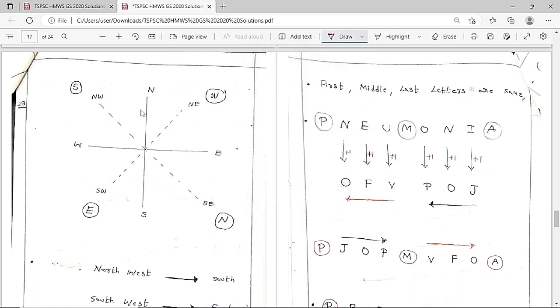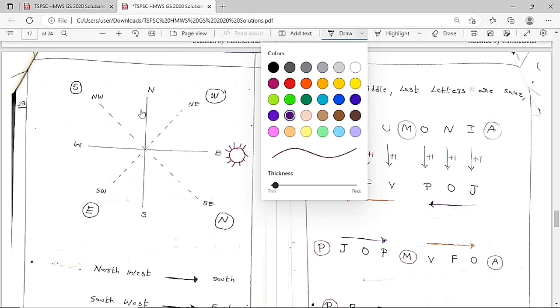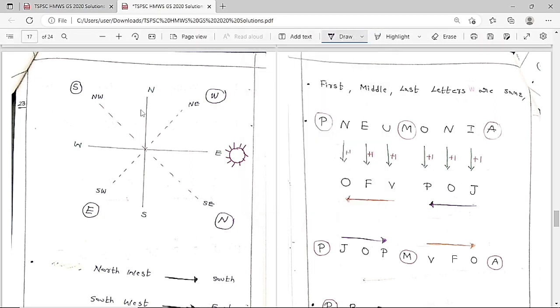The sun is always going to rise in the east, and it is going to go down in the west. These things you can know very easily. These are very easy things. So north, south, this is east and this is the west.